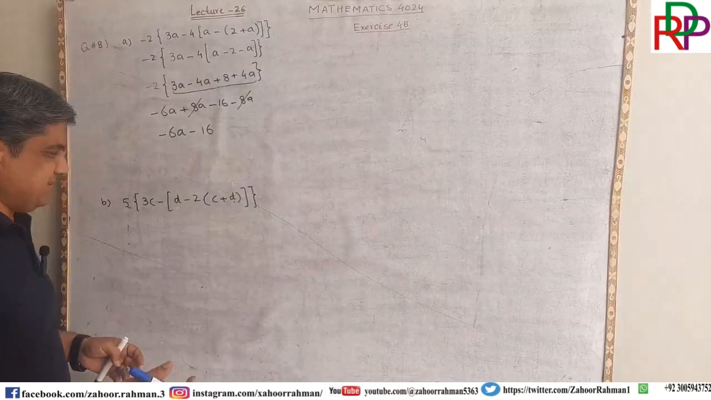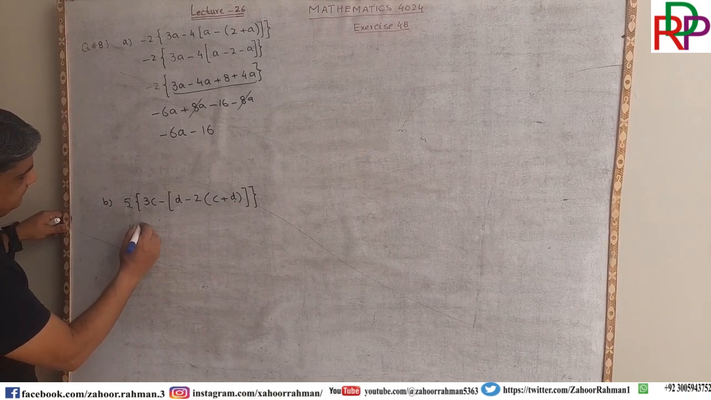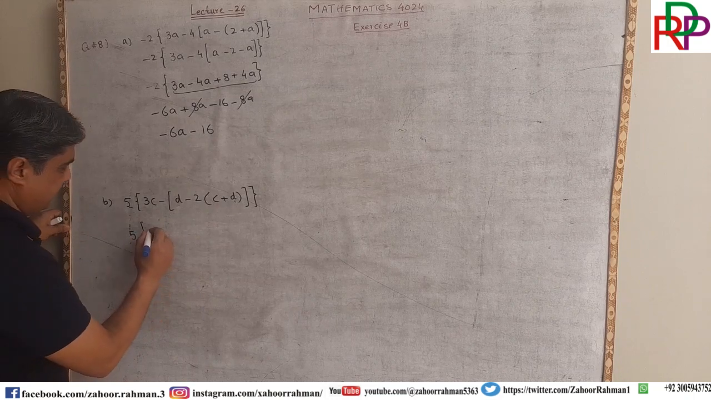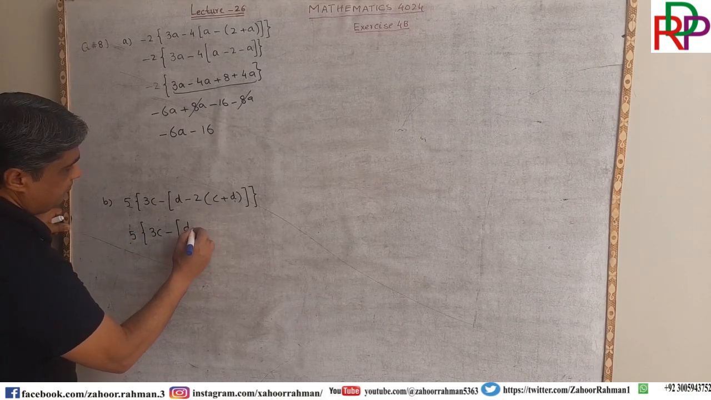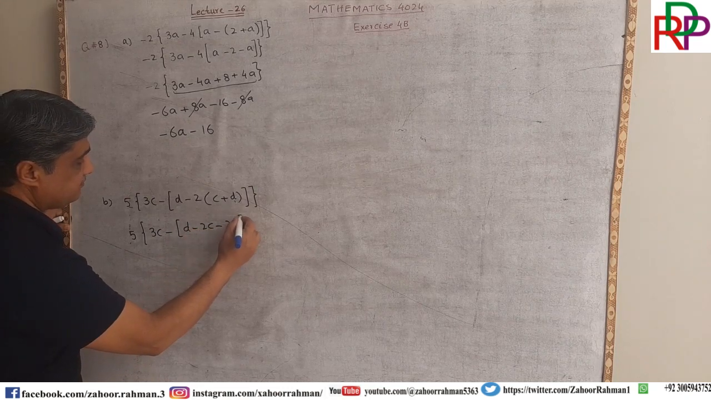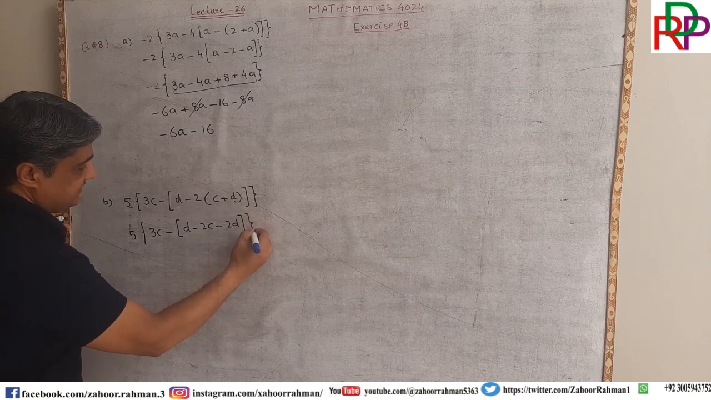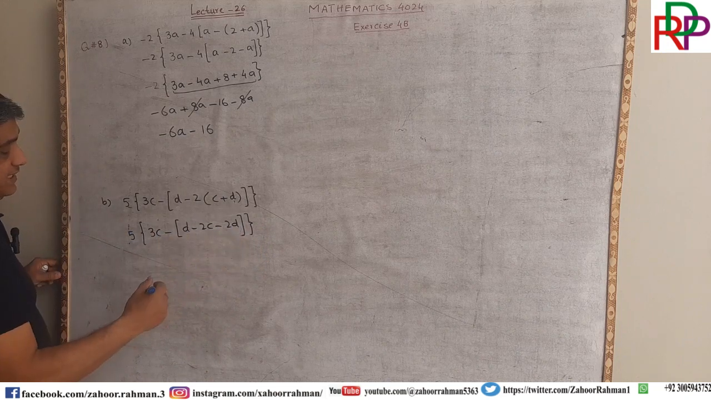Now let us do this question. So 5, the nested bracket should first be evaluated. 3c and d minus 2c minus 2d. So we evaluated the parentheses first. Now this minus should be multiplied.